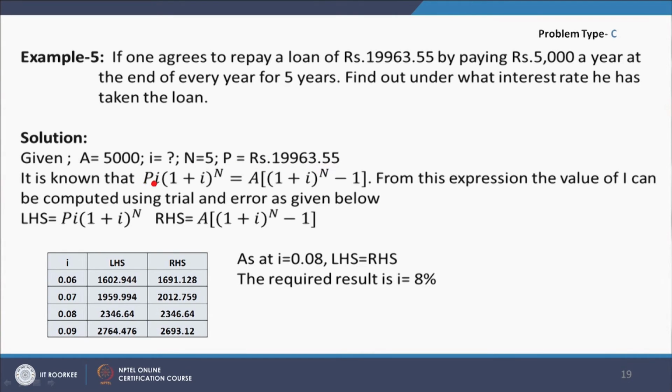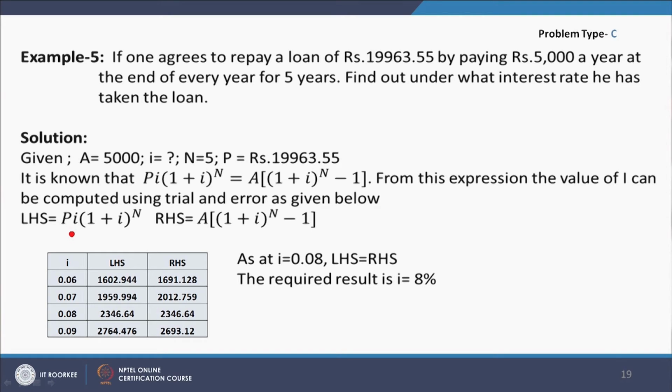19,963.55. So, we use this equation which relates P to A through I and N, and this has a left hand side and this has a right hand side, and on both sides I exists, and hence such type of problems are solved through trial and error. From this expression, the value of I can be computed using trial and error as given below.